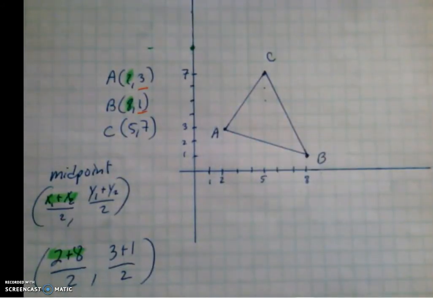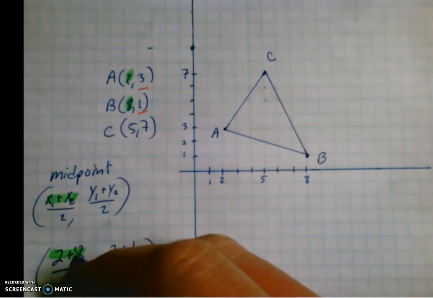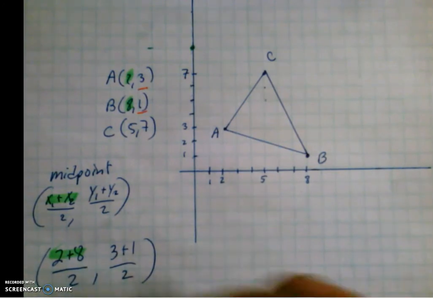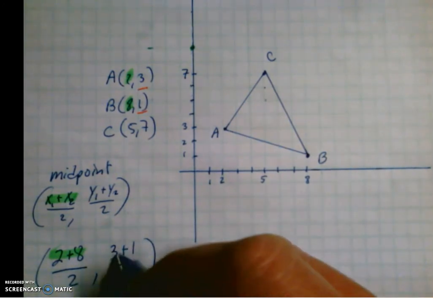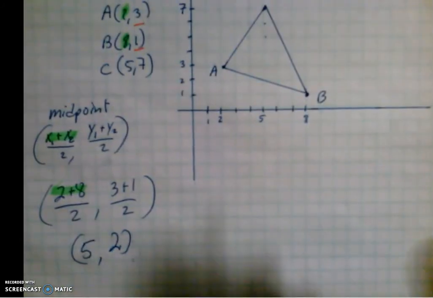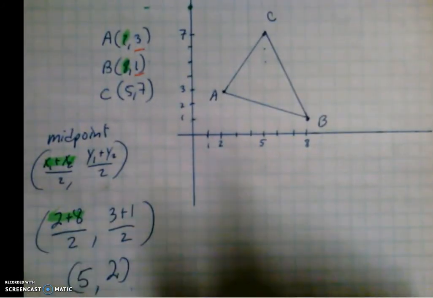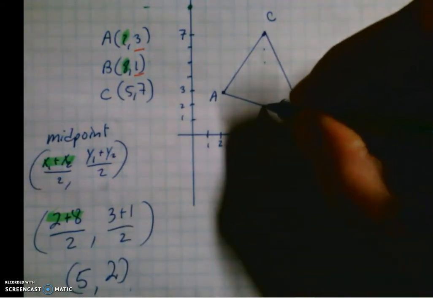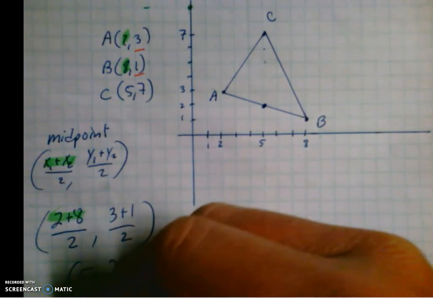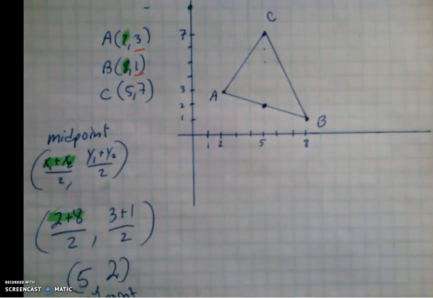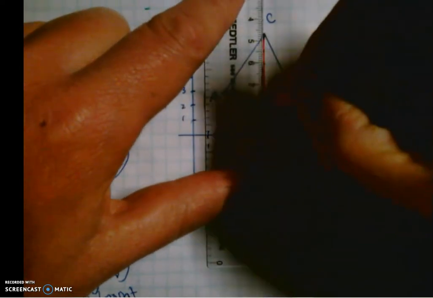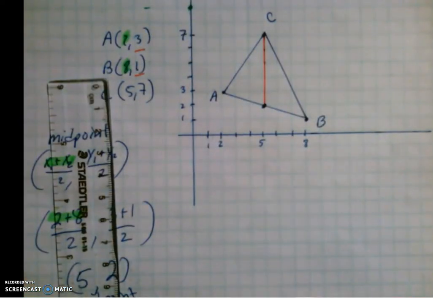So what that gives us is 2 plus 8 is 10, over 2 is 5. And then 3 plus 1 is 4, over 2 is 2. So there's our midpoint, 5, 2. And we can see it right there. Over 5 and up 2. That's the midpoint. So that is one of our medians.